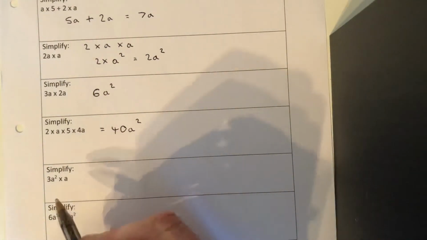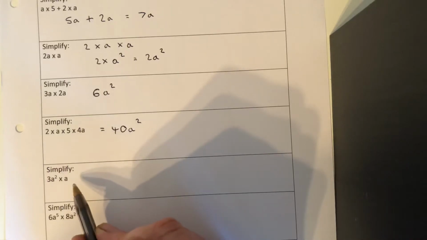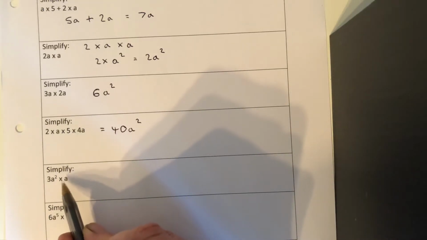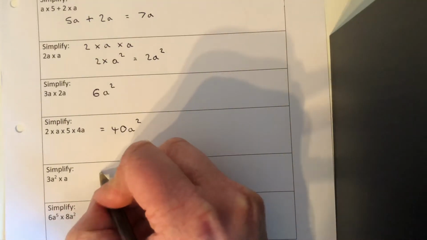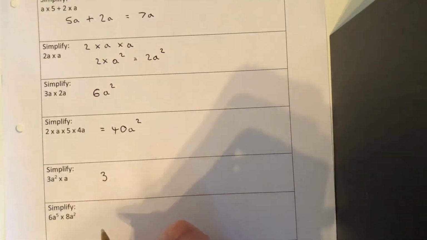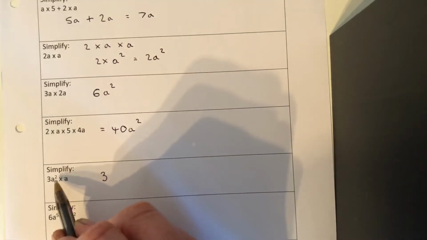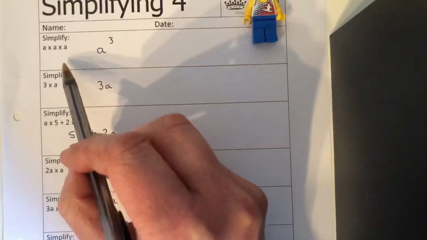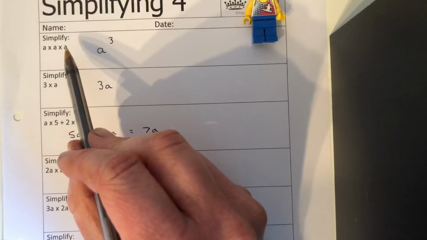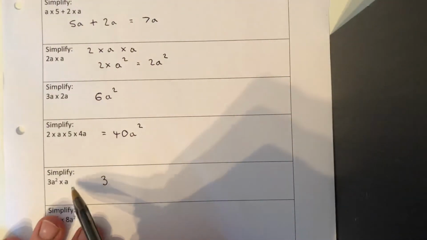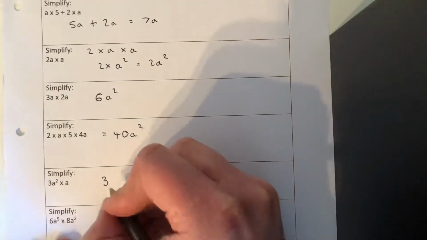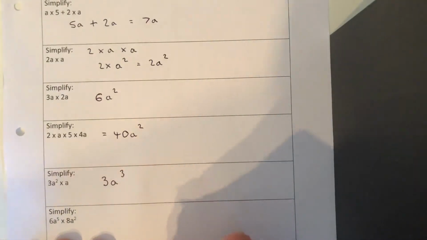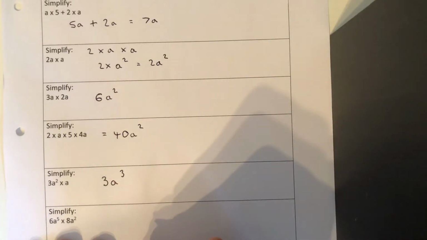Okay, the next one, we've got 3a squared times a. So the 3, it's got this invisible 1 timesed by it, but it's not really going to do anything much there. So 3 times 1 is 3. What we've now got is a squared times a. Well, that's a bit like the first one. Remember, a squared is a times a. So we're timesing by a again. So a squared times a will give us a cubed. And that will change the term. So we've got 3a cubed.